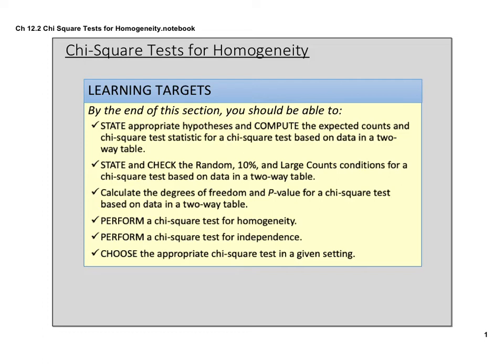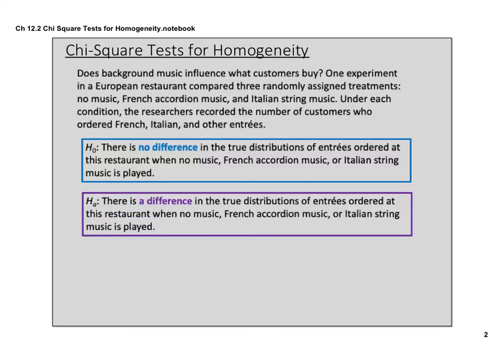Today we're talking about chi-square tests for homogeneity. That's what that word is, homogeneity. So we talked about chi-square in 12.1 and how chi-square is a test for categorical data. So we're still looking at categorical data, but now we're going to start comparing two populations with each other. So we're just going to start by looking at what those hypotheses would look like.